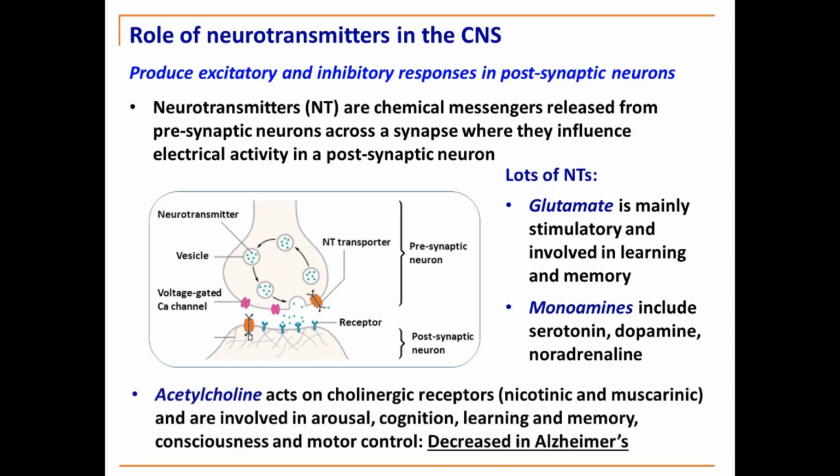And acetylcholine, this acts on the cholinergic receptors, and those are your nicotinic and your muscarinic receptors, and they're involved in multiple pathways, so part of the autonomic nervous system, but also in arousal, cognition, learning, memory, consciousness, motor control, all manner of things. But there are decreased levels of acetylcholine in Alzheimer's disease.